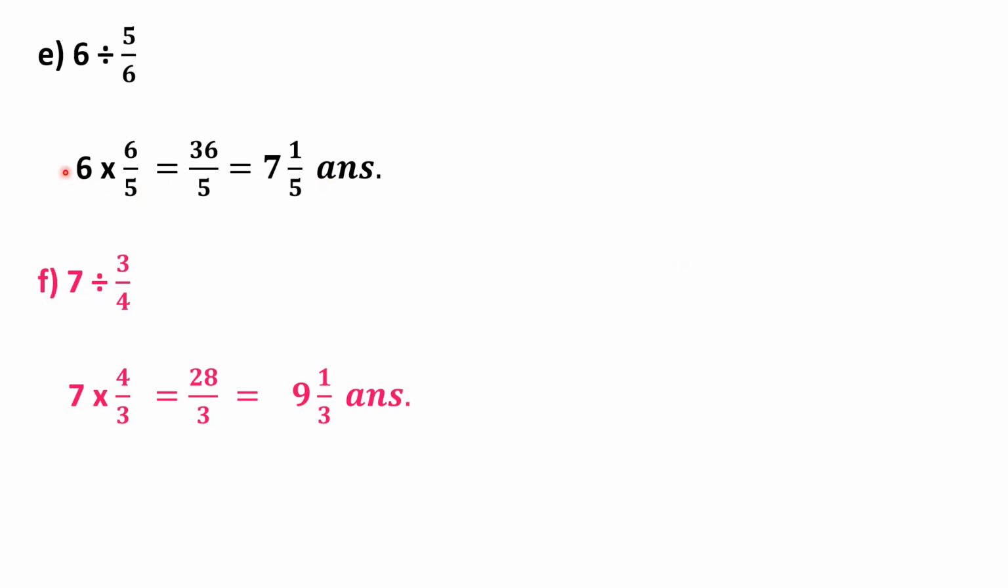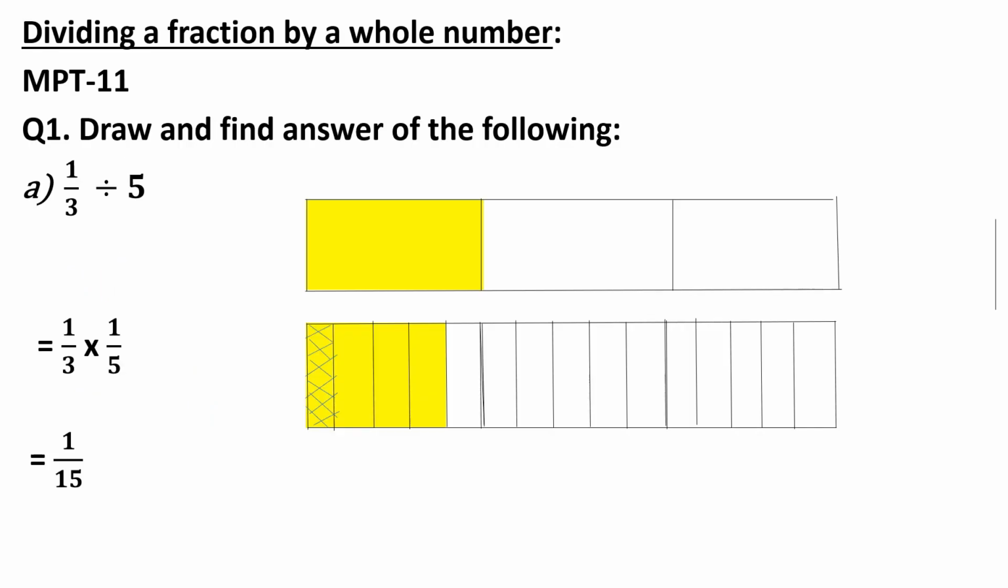So 6 into 6 is 36. 36 by 5, as you can see, is an improper fraction, so we can convert it into a mixed fraction. When we change it, we get 7 1 by 5. Here also we have done the same thing. You can note it down in your copy. Next case is dividing a fraction by a whole number.